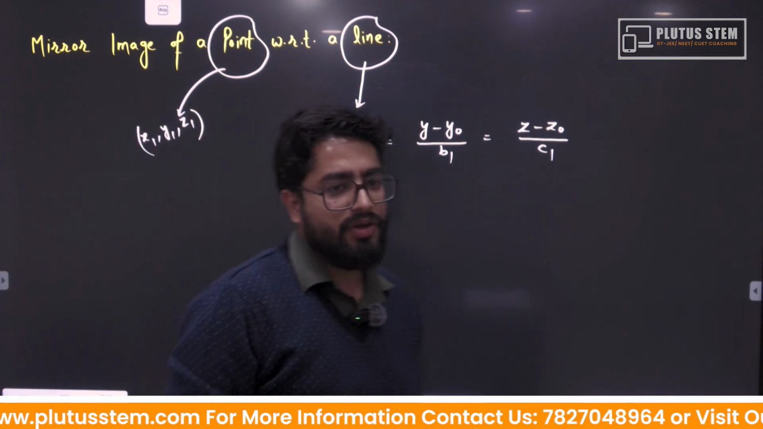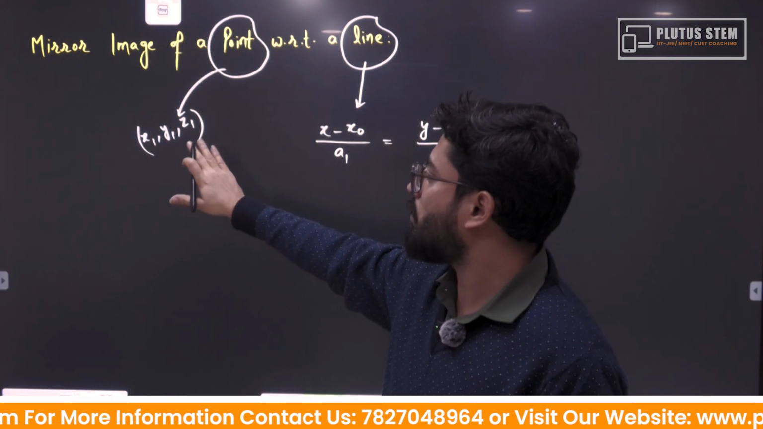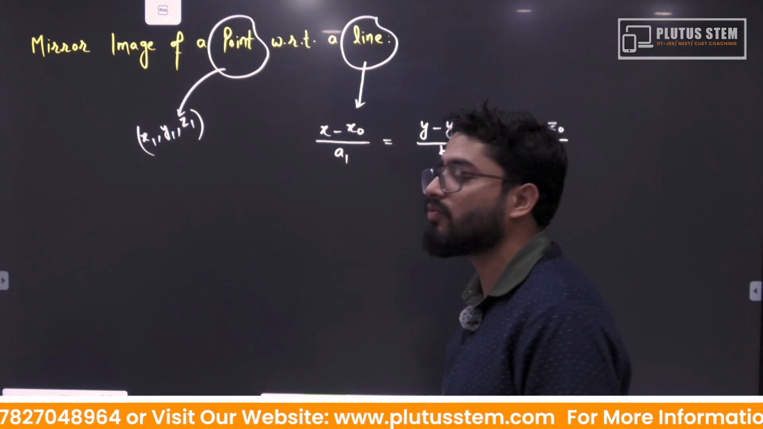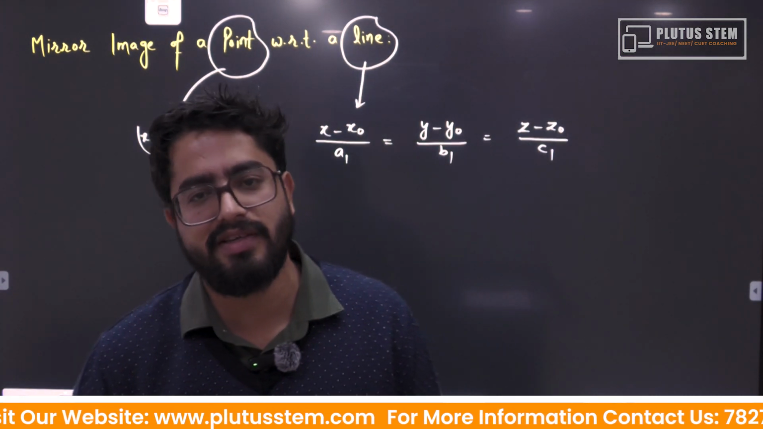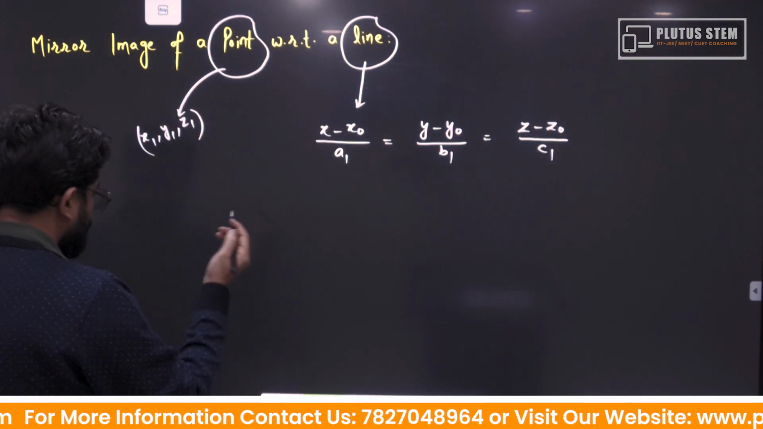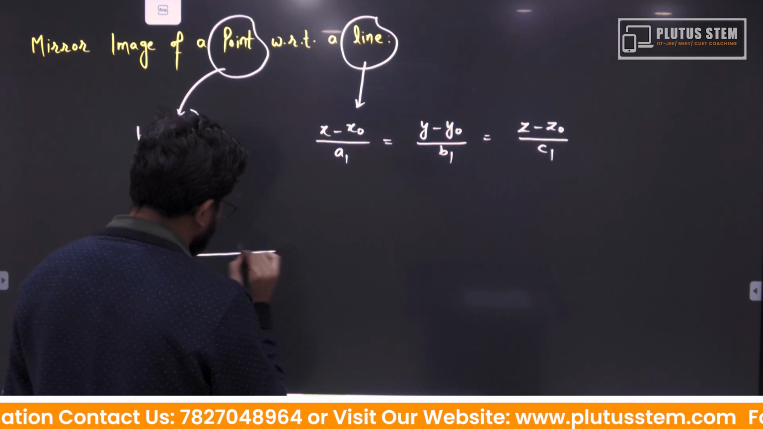So you have to find the mirror image of x1, y1, z1 with respect to the line (x minus x naught) by a1 is equal to (y minus y naught) by b1 is equal to (z minus z naught) by c1. So how can we calculate it? First of all, let's understand this. Let's say this is your line.